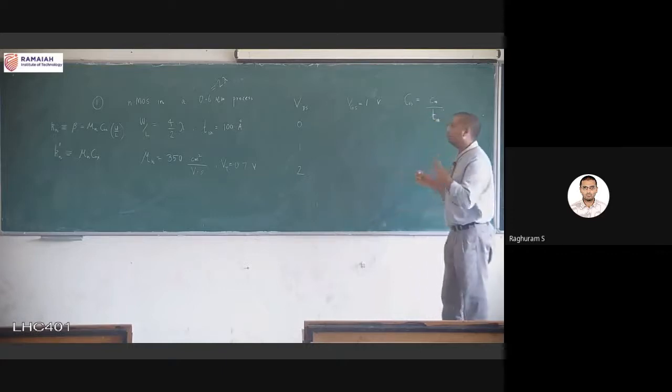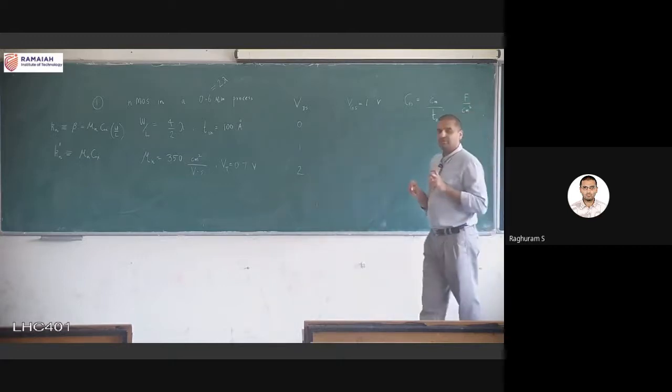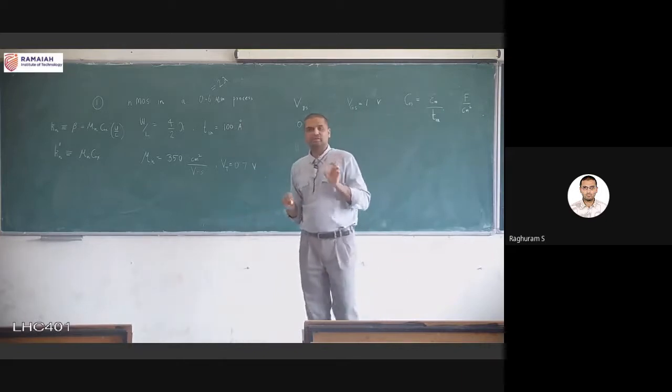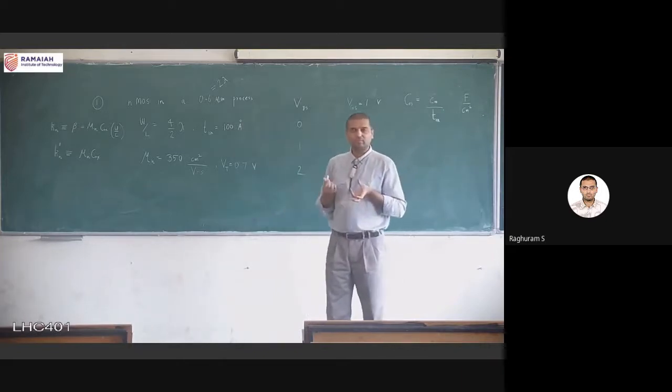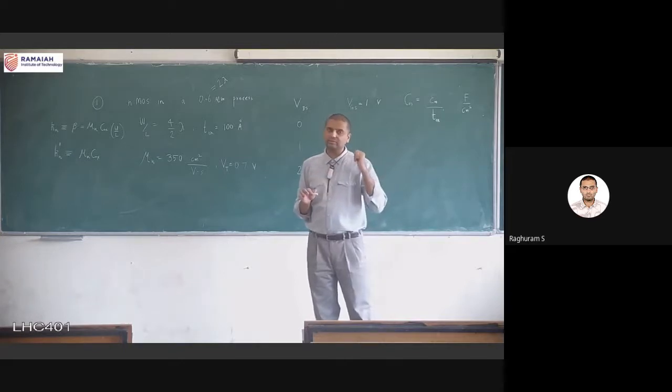So when we talk about the C oxide, it has units farads per centimeter square. So don't add the area of cross section. Sometimes you might not have it, sometimes you might have it, but in either case, do not add that in the C oxide calculation. That is the first thing to remember.